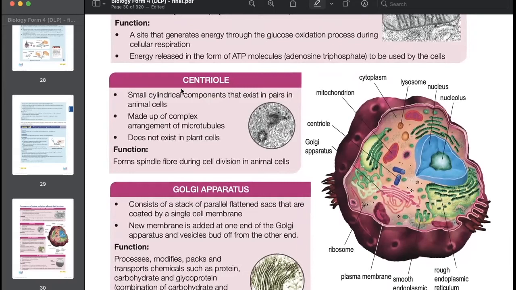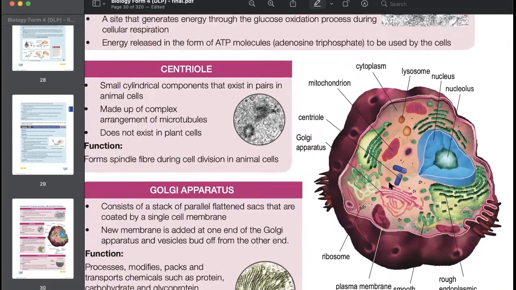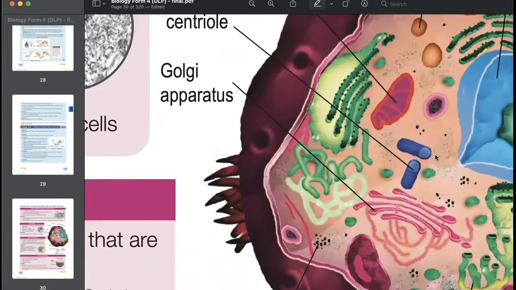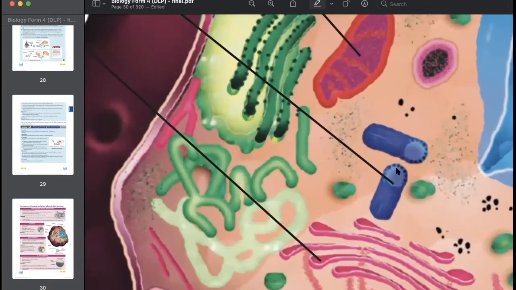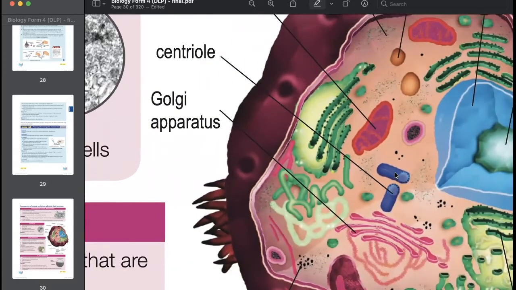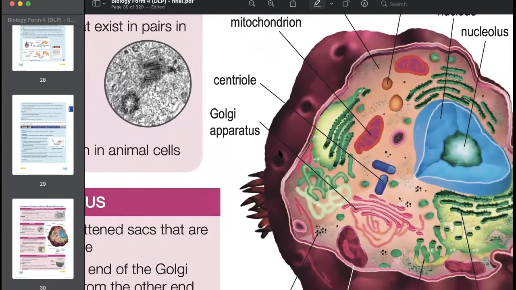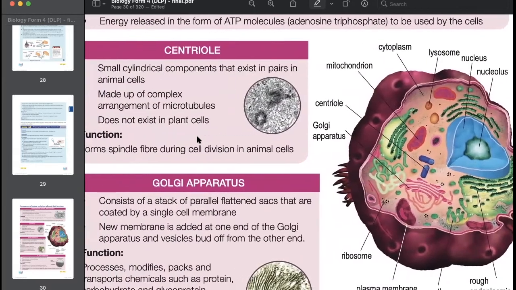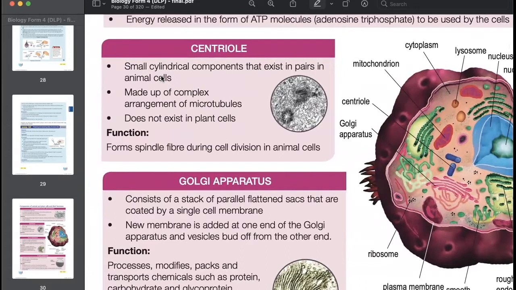The next one is centriole. This is centriole. Let's make it bigger. This is how centriole looks like, the blue color. Basically, they are a pair. They cannot be alone like you. Centriole is a small cylindrical component, so its shape is a cylinder. It exists in pairs in animal cell, and it does not exist in the plant cell.